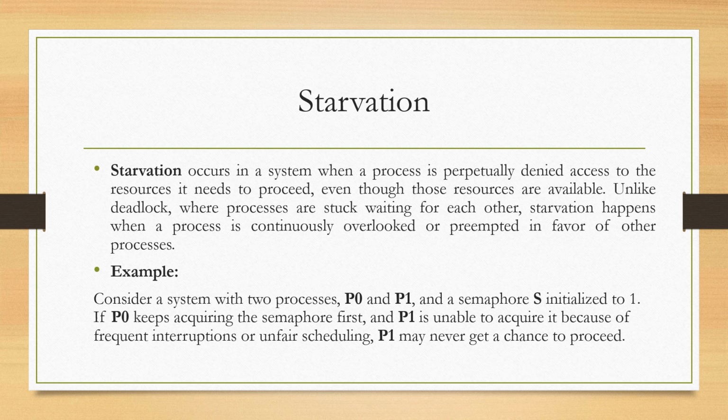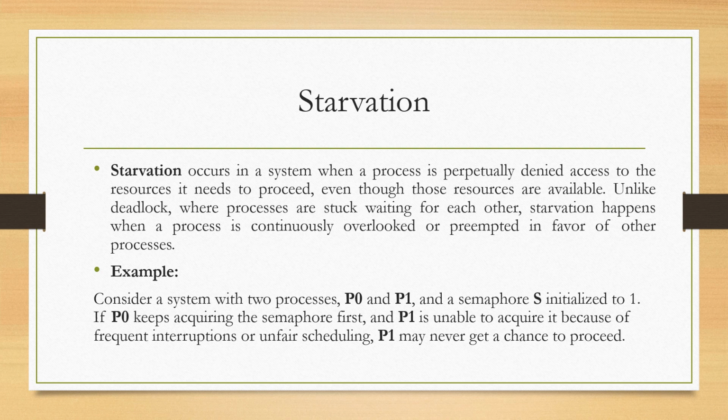Cause of starvation. In semaphore systems, starvation can arise if a process keeps waiting for a resource that is repeatedly allocated to other processes. This typically happens in systems with poor scheduling or resource allocation policies, where some processes may have higher priority or are always able to acquire resources before others.